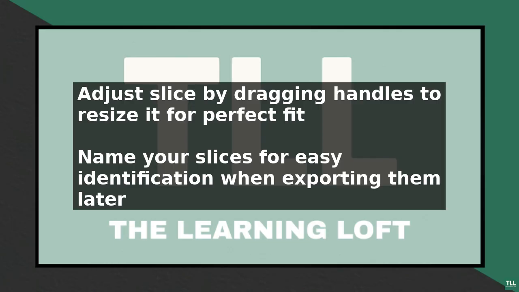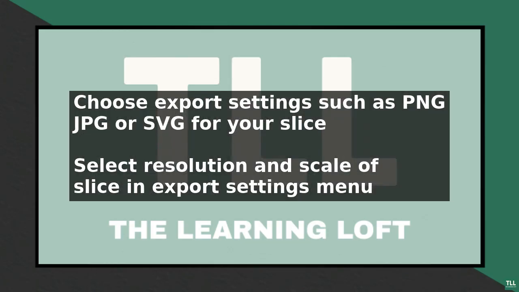It is essential to name your slices so you can easily identify them when exporting. To name a slice, double-click on the slice and type in a name. You can also add a description to your slice by clicking on the three dots next to the slice name and selecting Edit Slice. When slicing, it is crucial to consider the export settings.